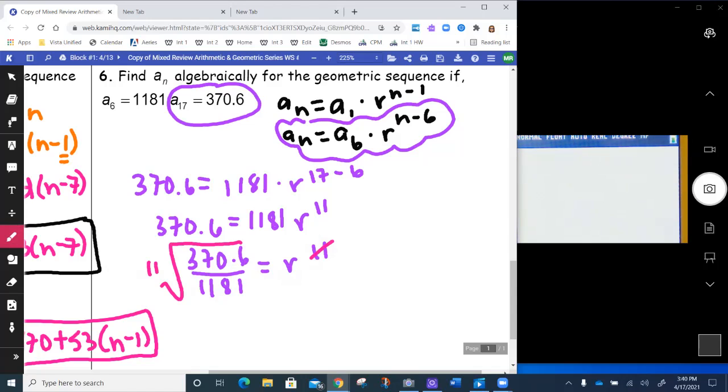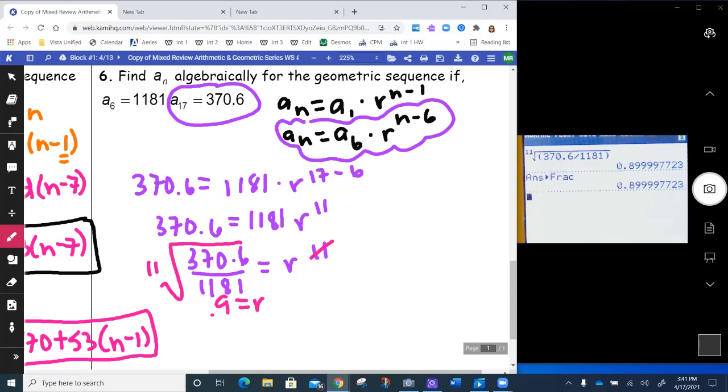So to find the 11th root, you're going to do math, number 5 is one way to do it. And so 11, and I'm going to do 370.6 divided by 1181. I end up getting 0.8999. Okay, so let's see. I don't think this is going to give me a nice, yeah, not a nice fraction at all. So this is going to be 0.8999. So I'm going to round up to 0.9. So 0.9 is going to be my r.